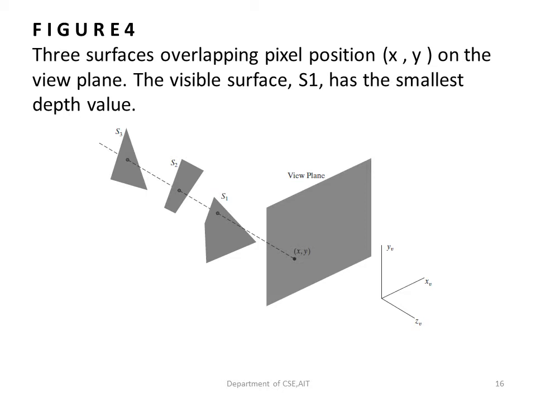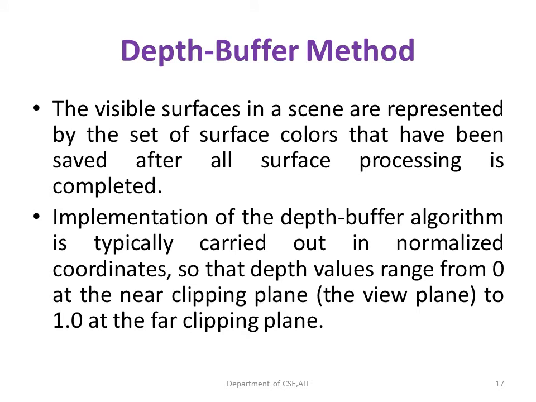We can see here we are looking from the minus Z direction in the view plane. I am going to consider only the value on the plane S1. Why? Because that is the shortest one, the nearest one. On S1, whatever the color and whatever the depth is there, that is captured and put onto the view plane. In the depth buffer method, in a scene, on whichever surface is visible, whatever color is there will be saved after the processing.